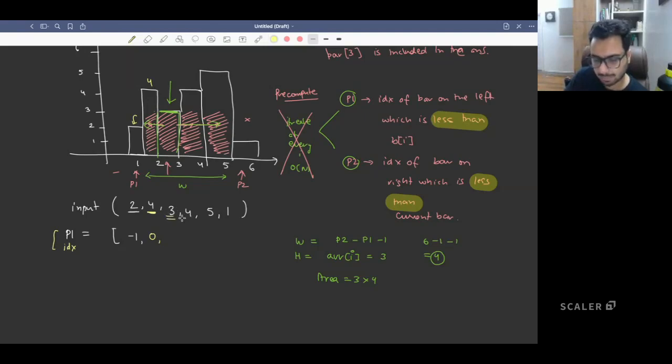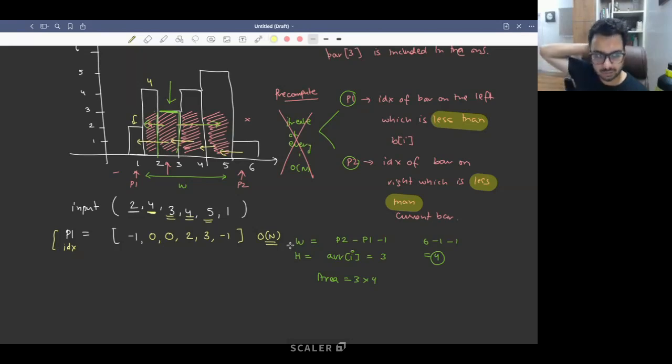What about 3? Okay, so for 3, the element is this, which is having an index 0. For 4, it is 3, right? So 3 is having an index 2. For 5, the index is this, which is having an index 3. For 1, the leftmost index is, we don't have anything, right? So we say -1. That's correct. Tell me, did you understand this array? This can be pre-computed in order of n time. Tell me, do you understand this array?